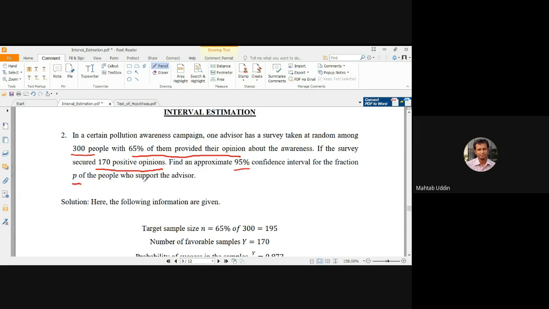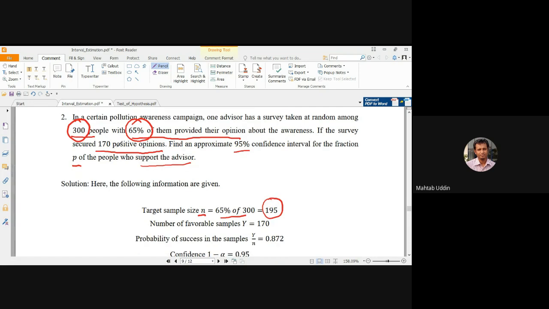Okay, what is the support for the advisor? That is the success of the advisor. You can see in total there were 300 people, but not all are involved. How many people are involved? 65%, sir. It should be target people, they are n. So this is 65% of 300, 195. And how many positive opinions did they get? 170, sir. These are the favorable outcomes, or favorable samples.